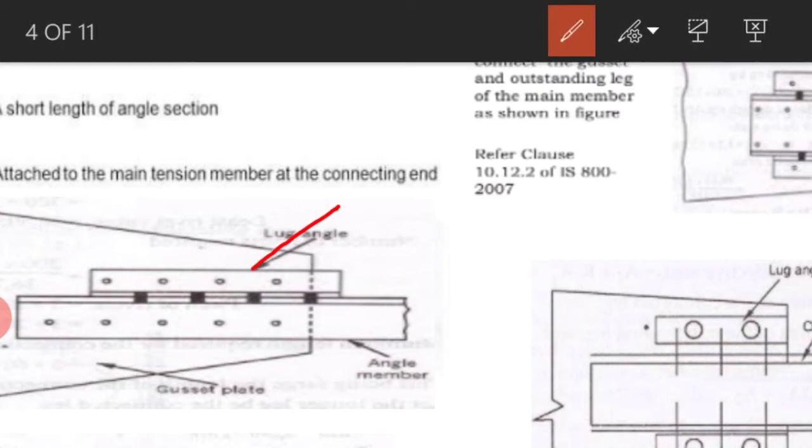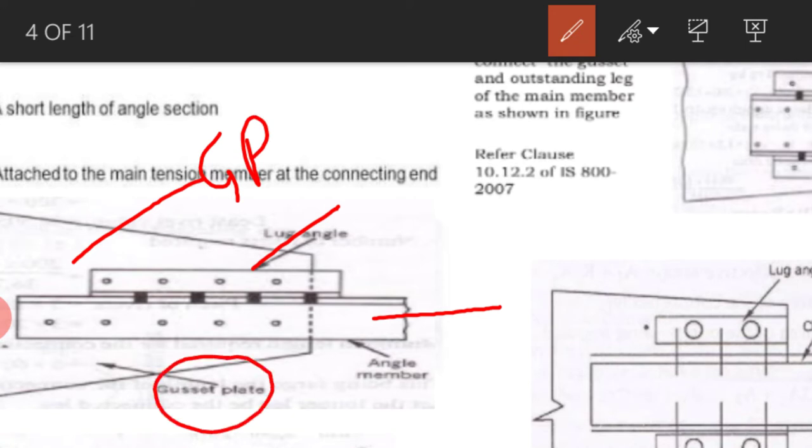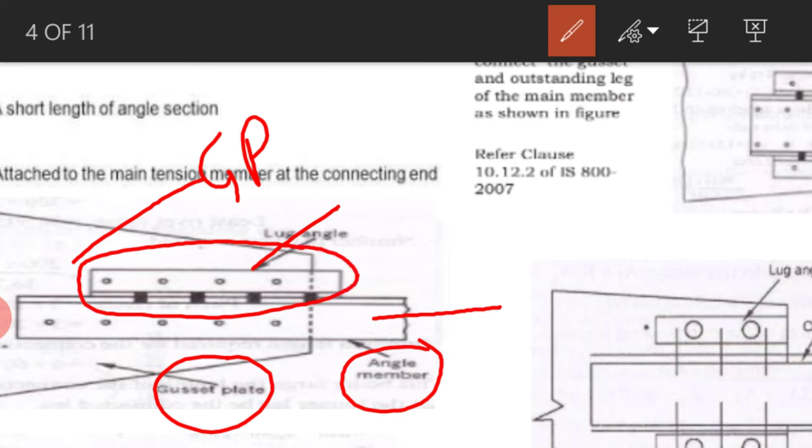This is the lug angle. This is the main member. This is the gusset plate. Here it is marked gusset plate. This is the angle main member, and this is the lug angle. It is just a piece of angle, which reduces the length of the connection.